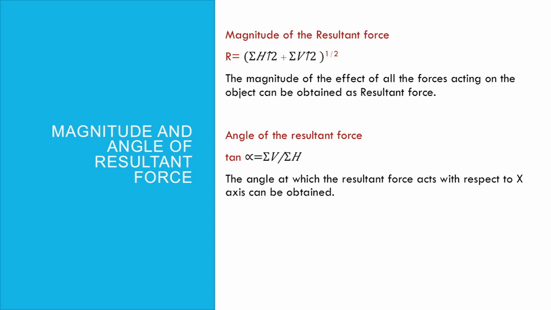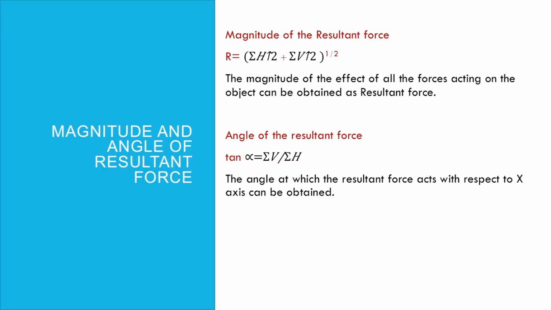Angle of the resultant force: tan alpha is equal to sigma V divided by sigma H, or else alpha is equal to tan inverse of sigma V by sigma H. So, we have found out the values of sigma V and sigma H. Once we substitute them, please do not insert the negative sign into this formula. The negative or positive sign is just to denote in which quadrant the force is lying. So, we can just insert it as positive so that we get the alpha value. The alpha value is nothing but the angle at which the resultant force is lying.